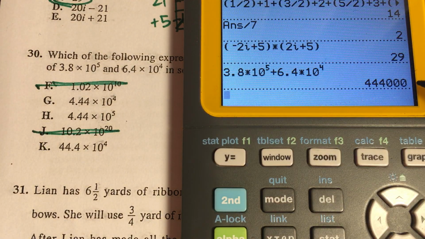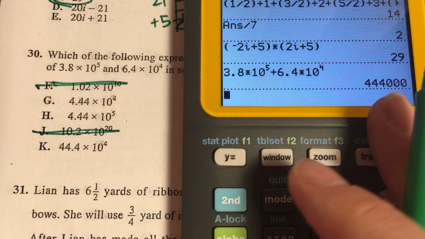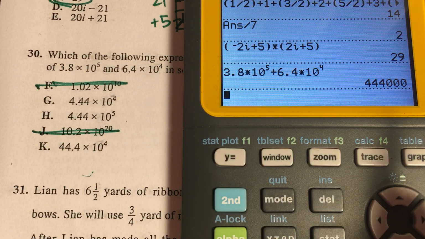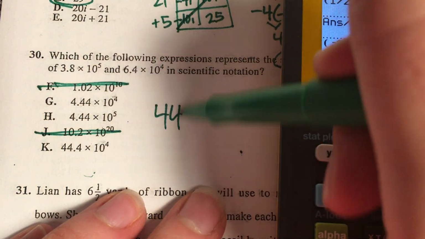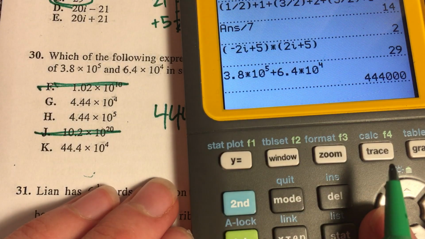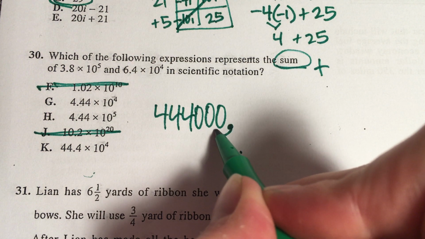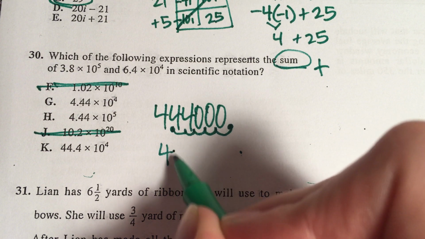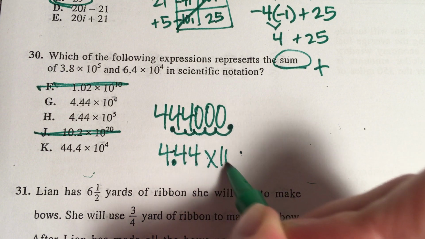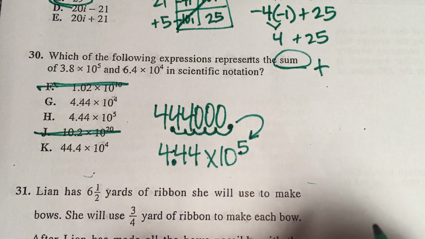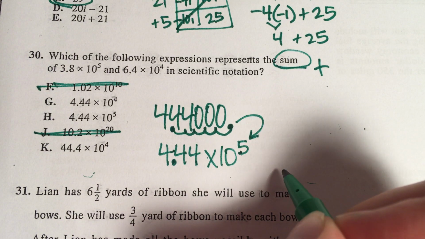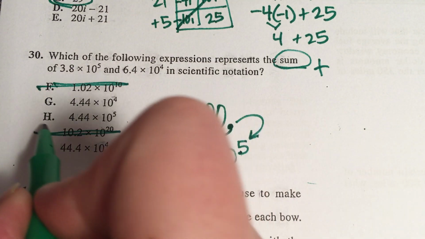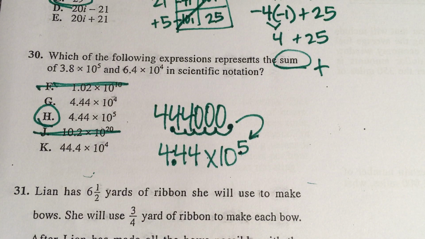Remember with scientific notation that it has to be one decimal place. I can see these all have one decimal place, so I'm thinking it's this one here. So I'm going to take this number, 444000. I know my decimal place is here, so I'm going to count 1, 2, 3, 4, 5. So this would be 4.44 times 10 to the 5th, because I had to move it 5 places. I know it's positive 5, not negative 5, because it's a really big number. Big numbers are with positive exponents. So I know that my answer is H. That's it for number 30.